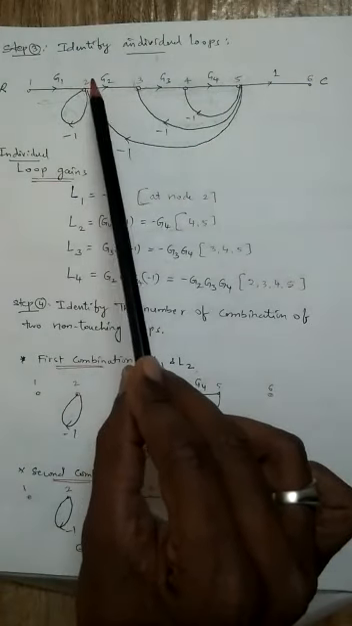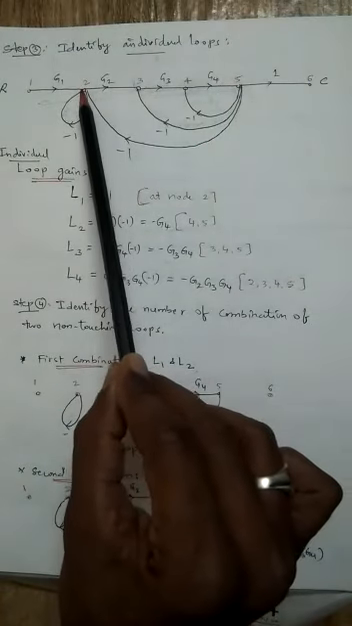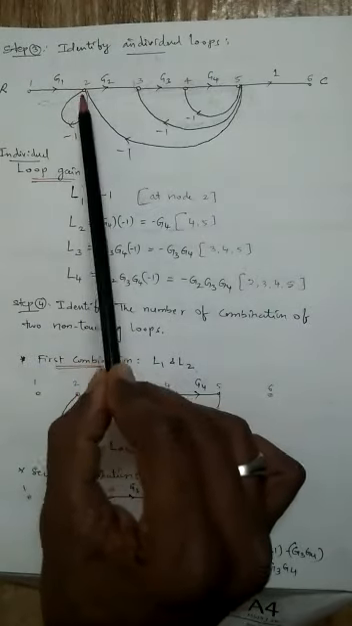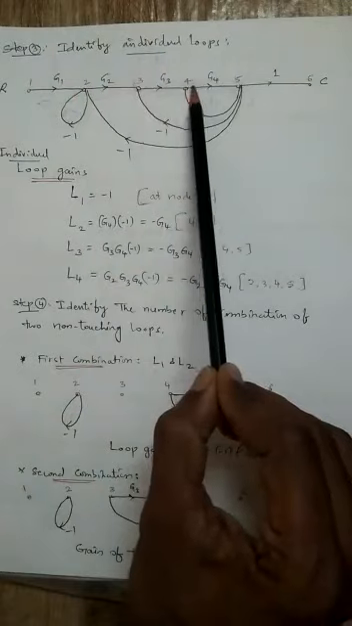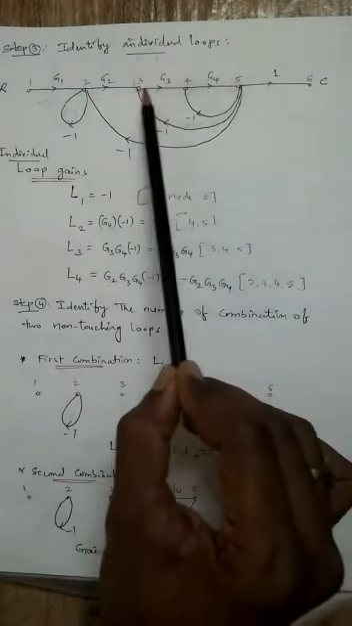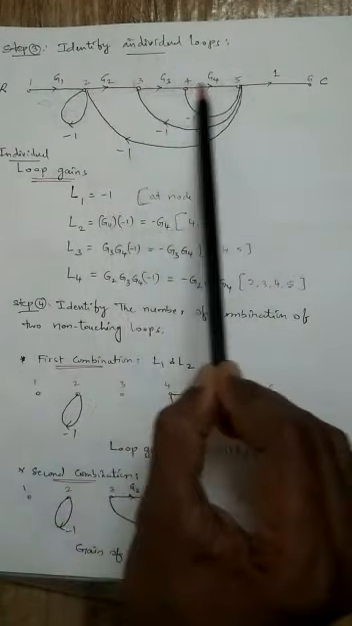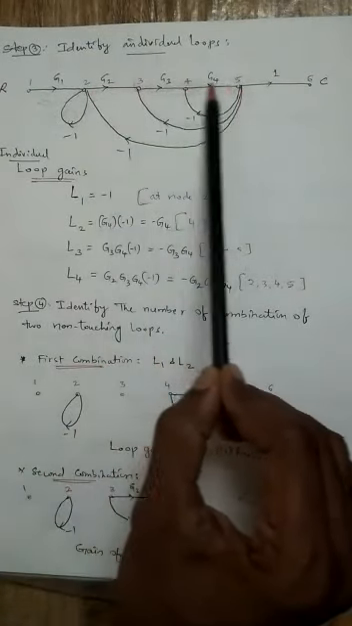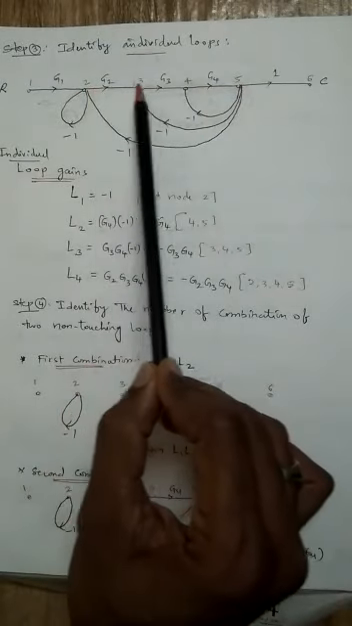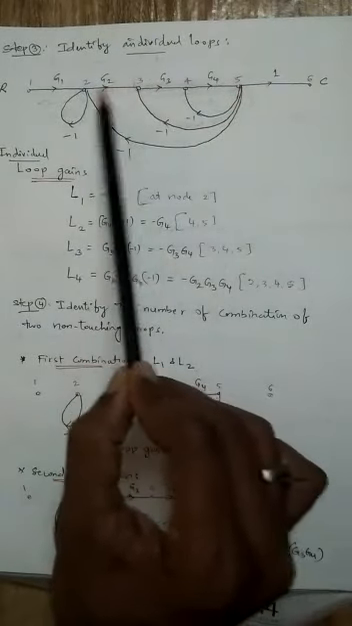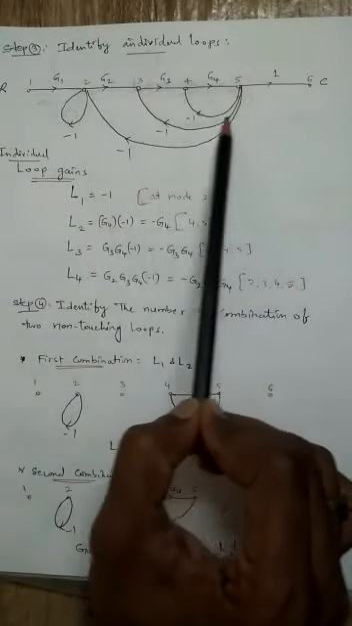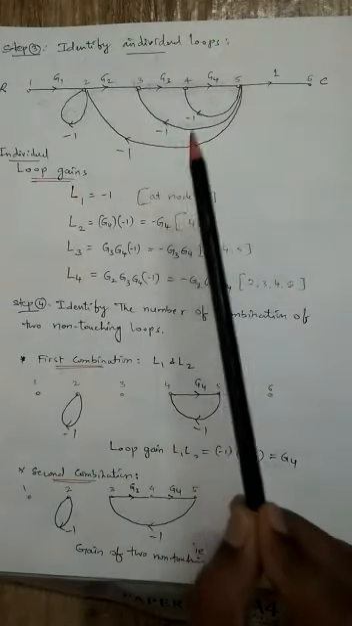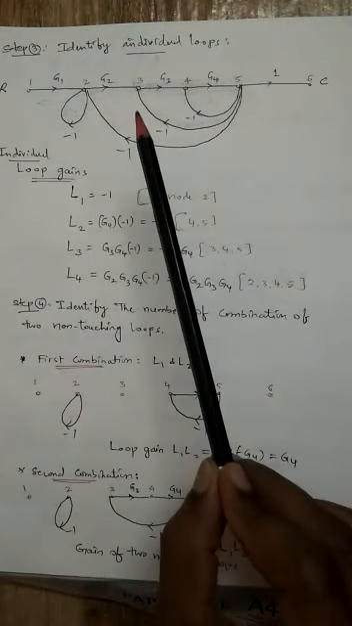Suppose if I take this, it starts from this node, ends at the same node. So this is one loop which is called as self loop. This is also a loop. This is also a loop. This is also a loop. So when you are identifying a loop, you should not repeat the nodes. At the same time, you should not move against the arrow. So in this particular signal flow graph, we have 4 individual loops.